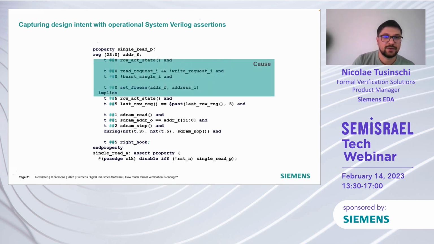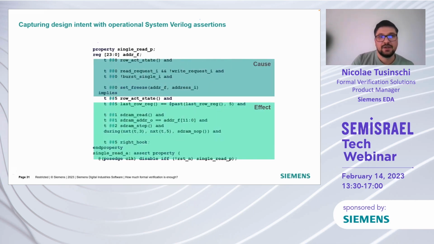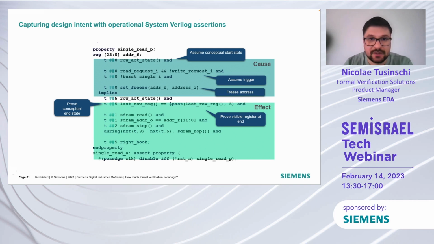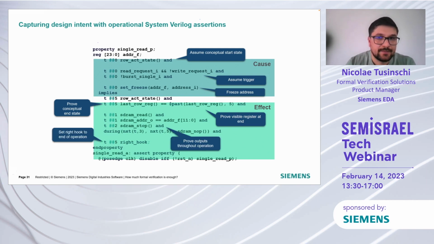All of this enables the operational assertions. So we have the cause part and the effect part, so the sum of the conceptual start state, the trigger, and the local variable freeze. We prove a conceptual state, so we prove a visible register. If you remember, I was talking about the config mode register. These are visible registers. The outputs and also the write hooks are here.